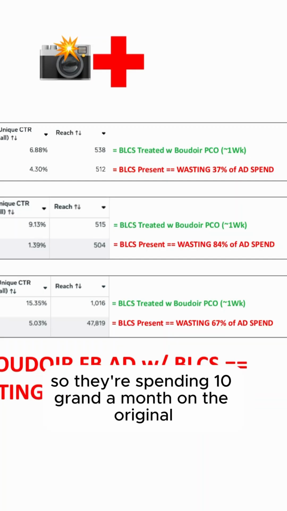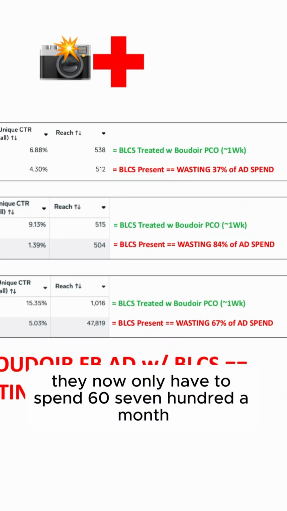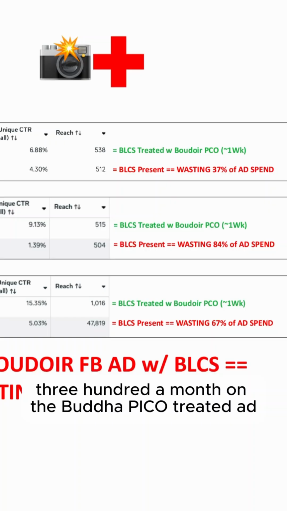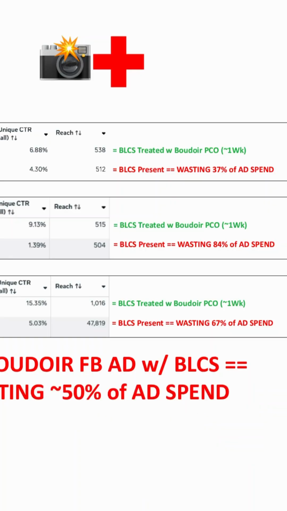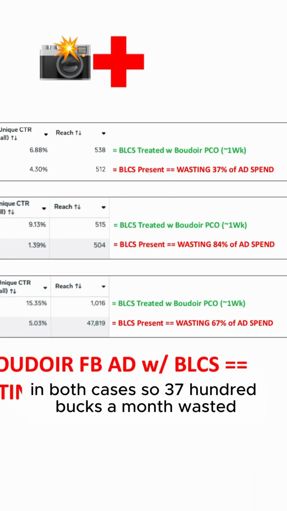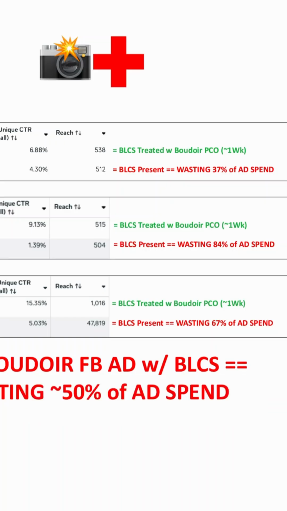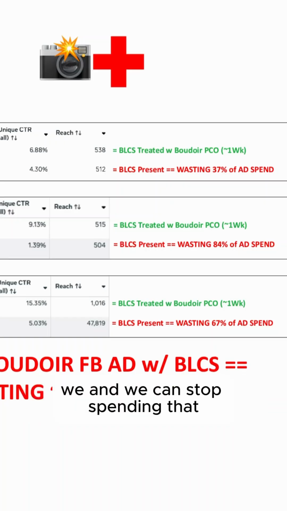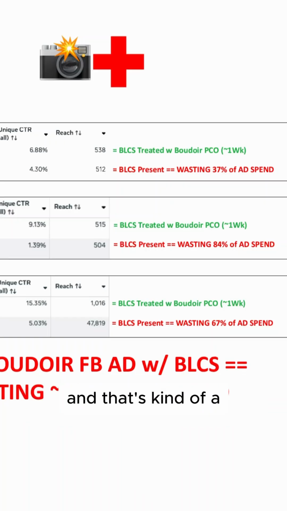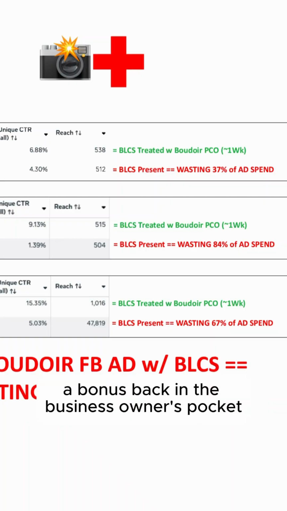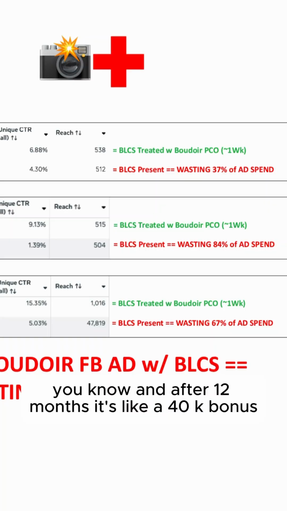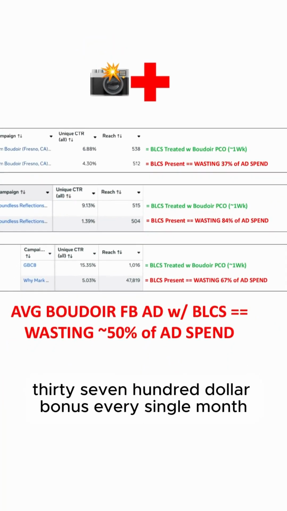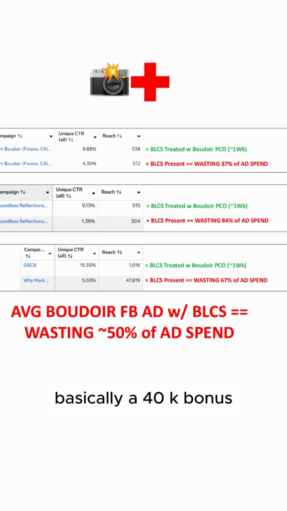So if they're spending 10 grand a month on the original, they now only have to spend 6,300 a month on the Boudoir Pico treated ad, and they're getting their ad into the same number of women's brains in both cases. So that's 3,700 bucks a month wasted. We can stop spending that, and that's kind of a bonus back in the business owner's pocket because they don't have to spend it anymore. And after 12 months, that's like a 40K bonus. So a $3,700 bonus every single month, basically a 40K bonus.